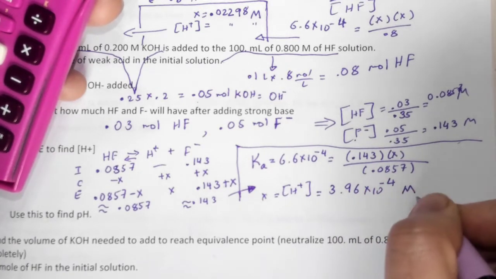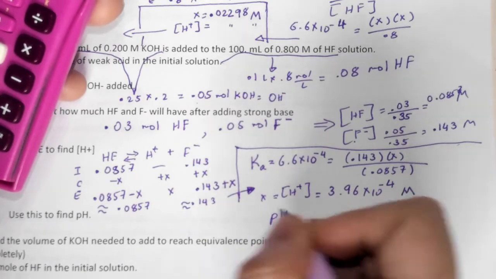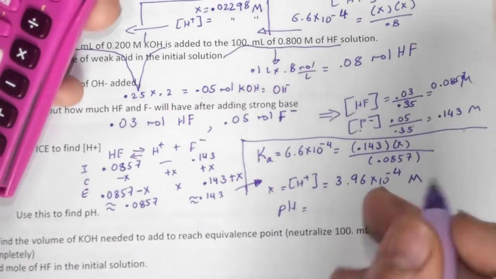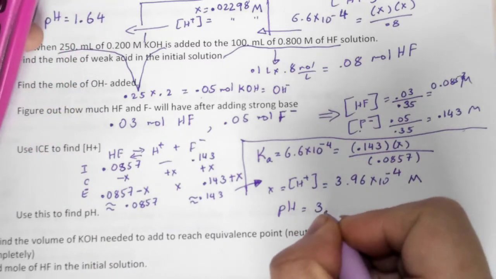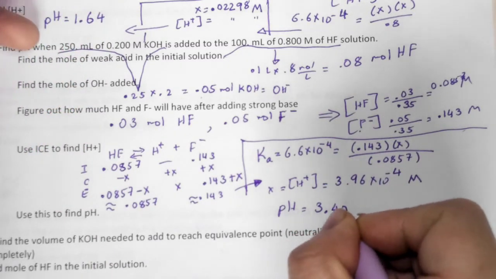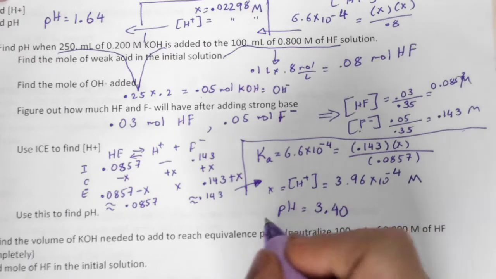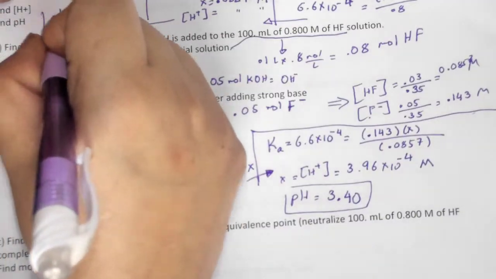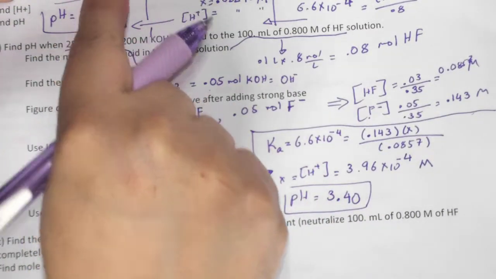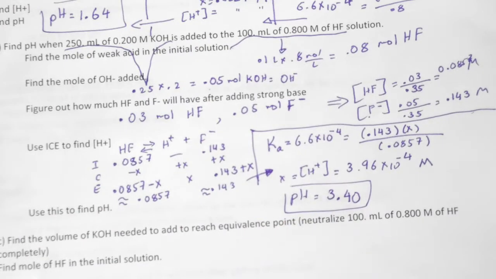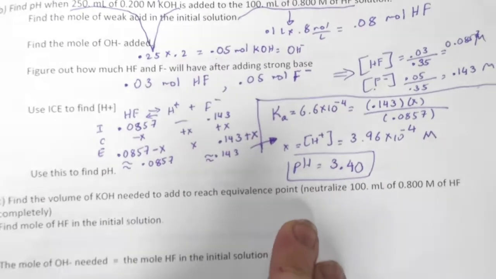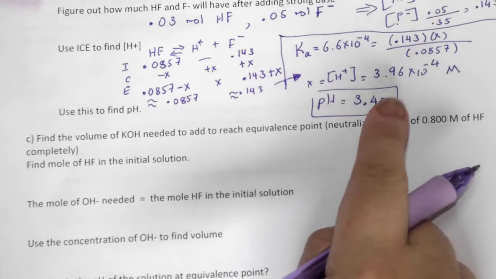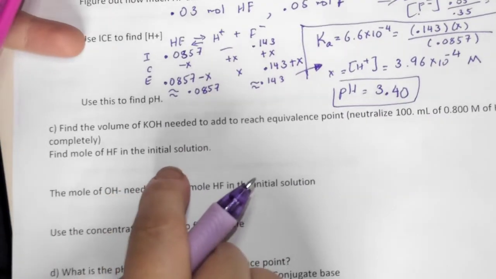Don't forget molarity. Use this to find pH: negative log gives 3.40. If you look at this, you see that your pH is going up, which makes sense because you're adding base to it. It's becoming basic slowly, not yet. It's still acidic though. All right, let's continue.